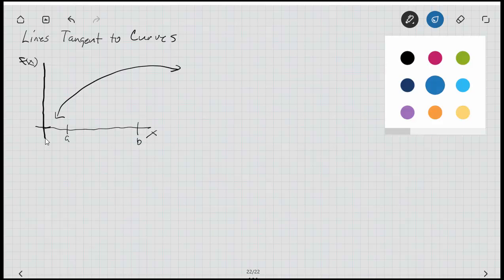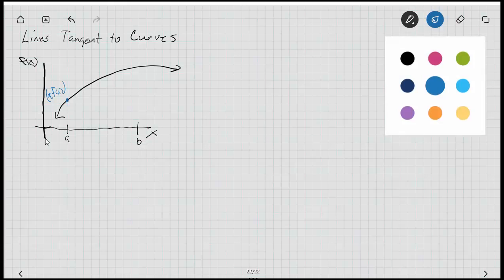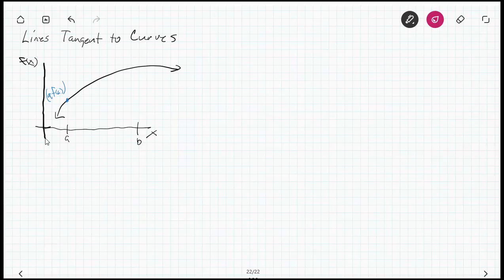So let's throw a little color on this. Call it this point right here, which is going to be A comma f of A. And they were interested in the line tangent to that curve. So let's make the line tangent to the curve this little red guy right here. And you may say, well, Ripley, why? Why would that be important? Well, let me show you really quickly.